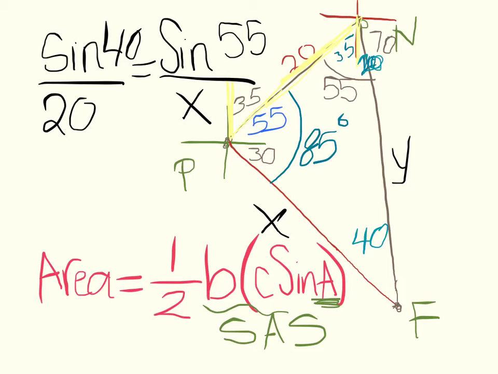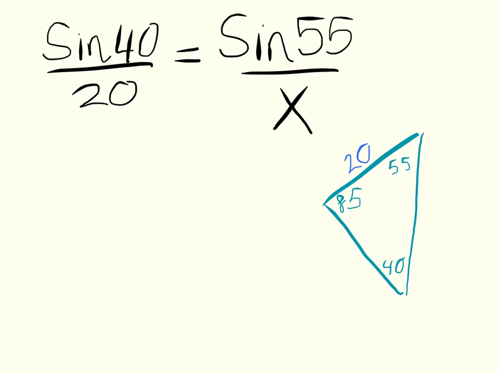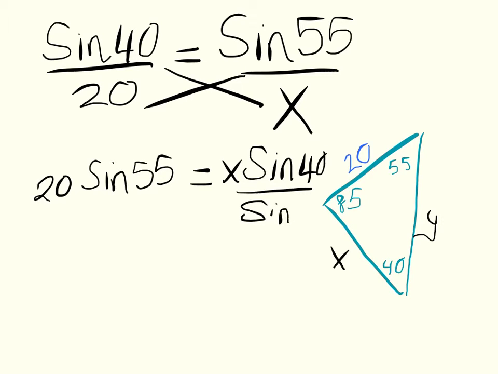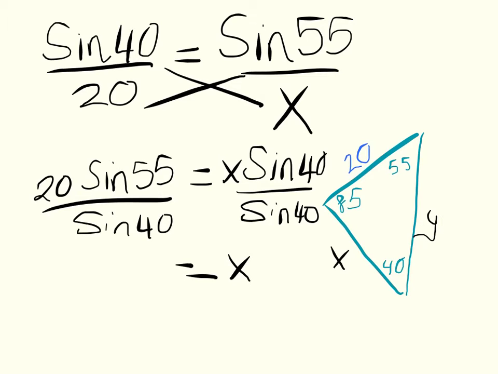Okay, let's see what we can do. By cross multiplication, we can figure this out. I have a small figure right here that's representing my drawing, so it's easier to follow. And we figured those angles from the previous slide. So by cross multiplication, we can figure out that 20 sine 55 equals x sine 40. By dividing by sine 40 on both sides, because I want to isolate x, I can figure out that x is equal to approximately 25.5 meters.